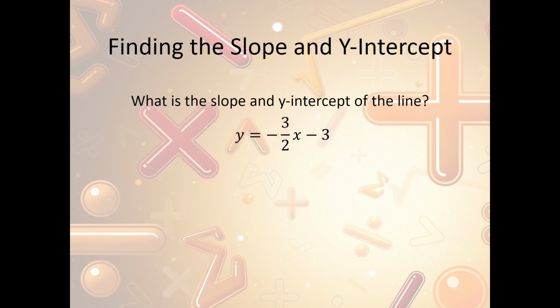Let's look at another example. We have y equals negative 3/2 x minus 3. Well, same thing. It's a slippery slope to get hung up on your x. So the slope is the one that's attached to the x, which is -3/2. So that's my slope. And my y-intercept is the lonely one. Well, the lonely one in this case is -3. So b is -3. So that's how I find the slope and y-intercept from an equation.